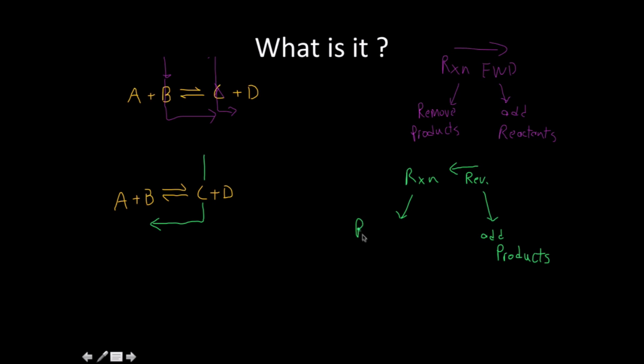Or if we were to remove a reactant, say that we removed A from our reaction, well, we need to compensate for that loss of A. We need to make more A to be in equilibrium. The reaction is going to go in reverse. All right, so those are some abstract definitions. Let's give some realistic examples.